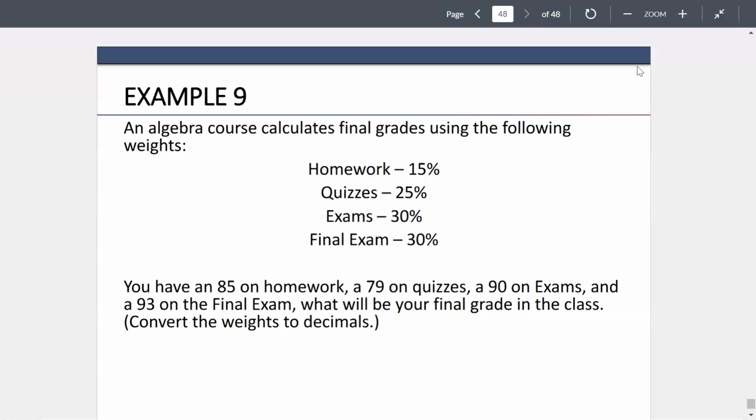Okay. So as an example for you, to give you a chance to pause and work on it: an algebra course calculates final grades using the following weights. Homework has a weight of 15% of your grade, quizzes a weight of 25, exams 30, final exams 30.